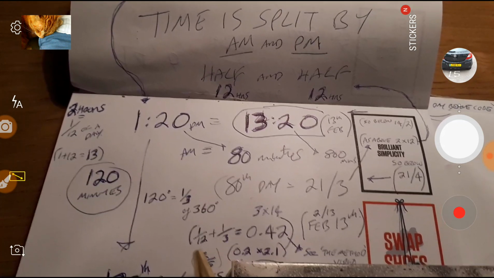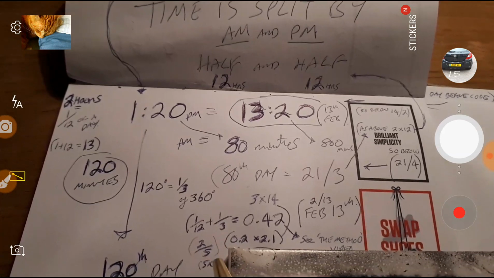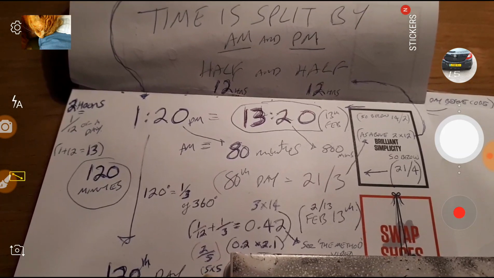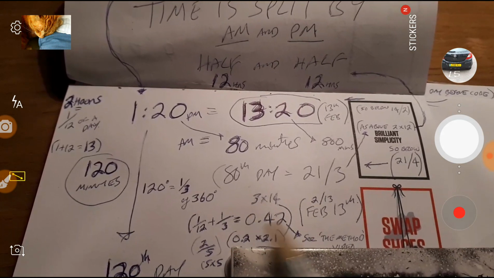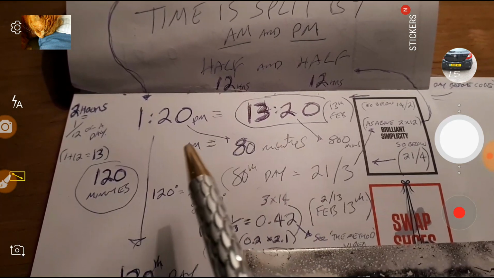Again, 215. 25 as well, 5 times 5. Hope that bit makes sense. Hope it wasn't too confusing.